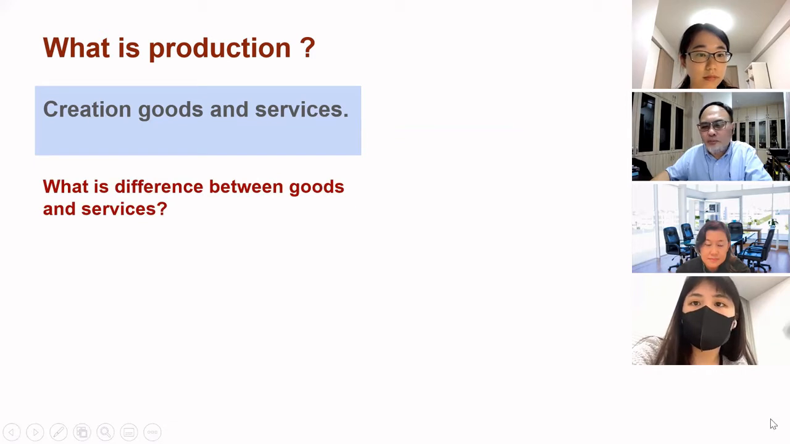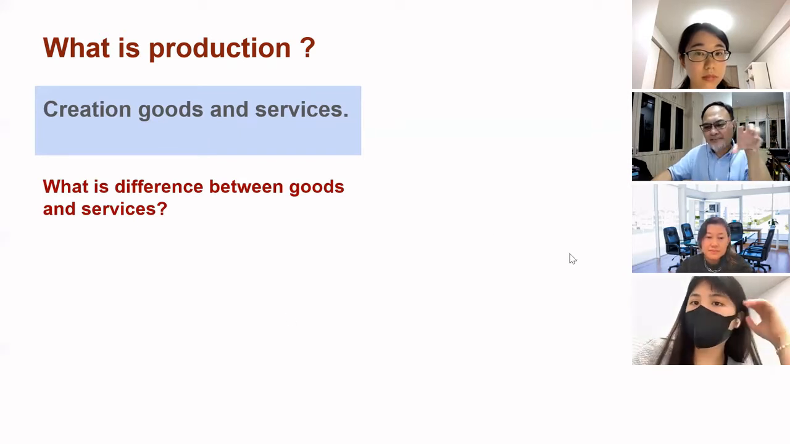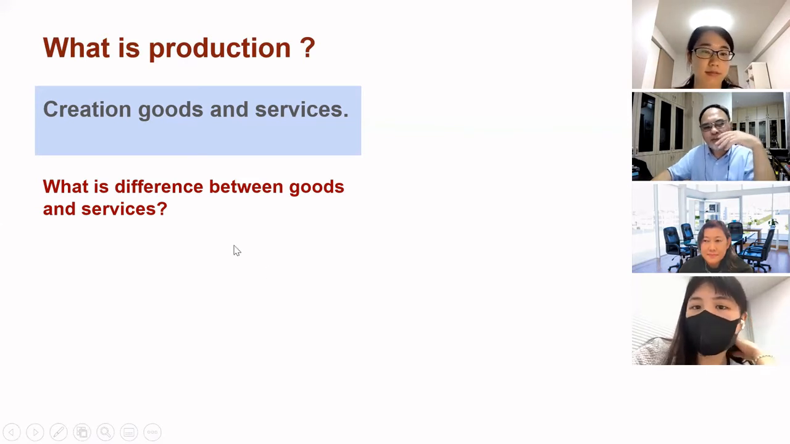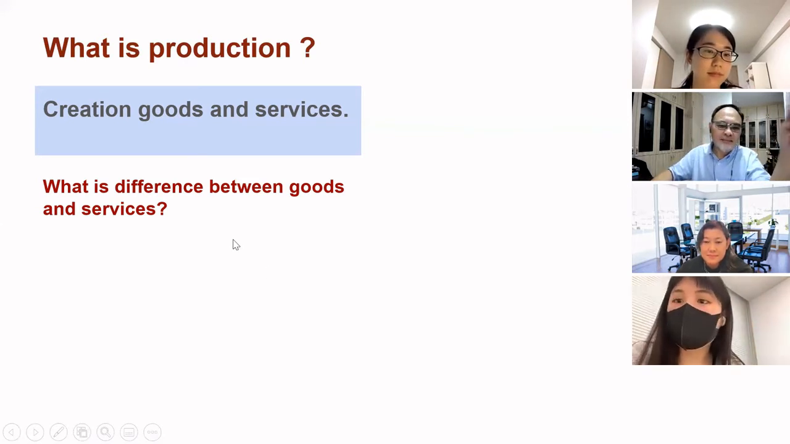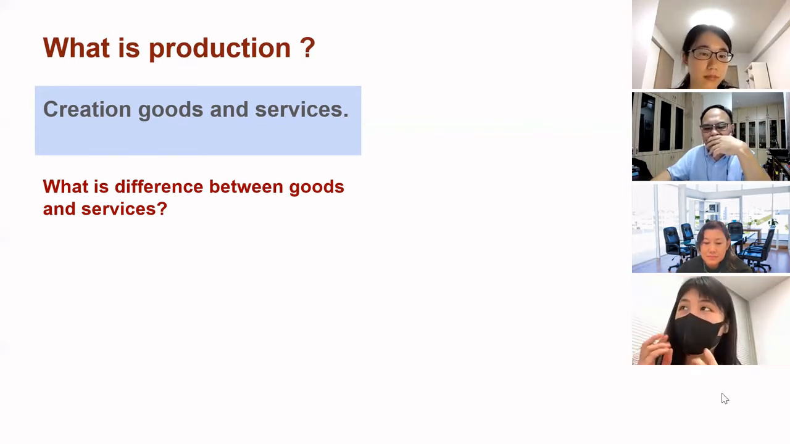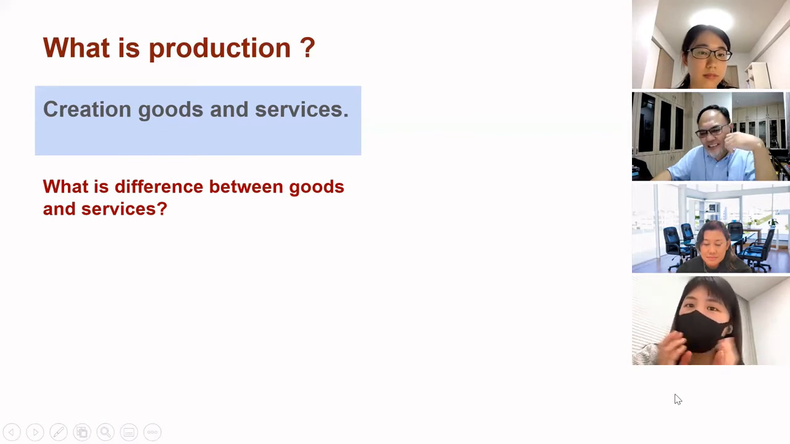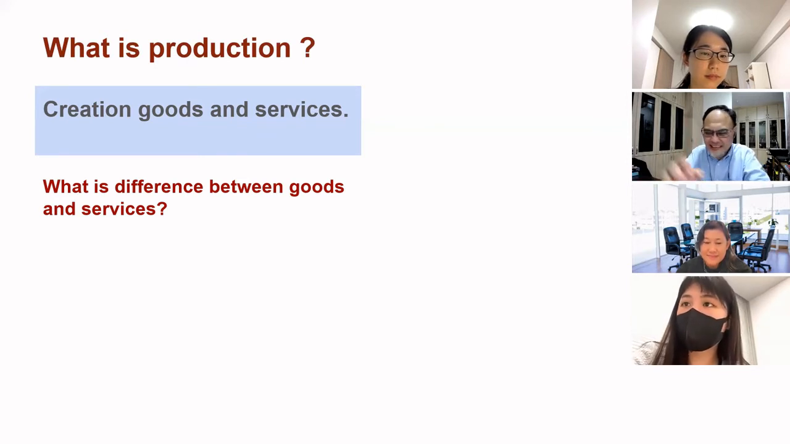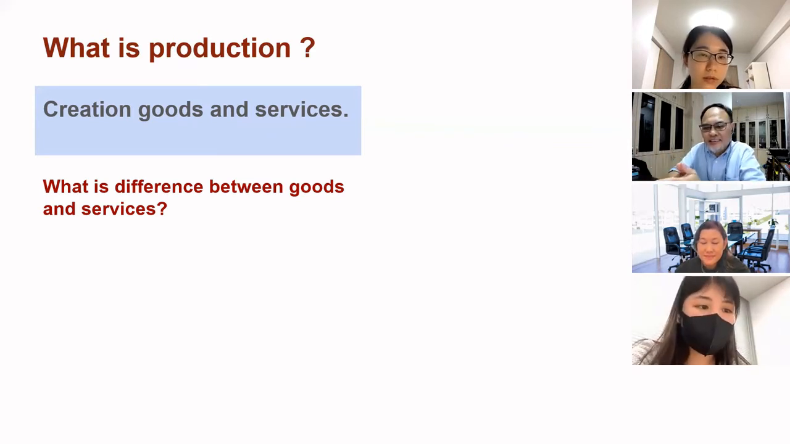So what is the difference between goods and services? Before we go further, let's think a little bit about the difference between goods and services. Anyone? Okay, Sarah, what's the difference between goods and services? In my opinion, goods, we can see them. I mean, they are visible, and services, we can't see them. Okay, right. That's a very good answer. This is tangible. In English, we call it tangible and intangible.